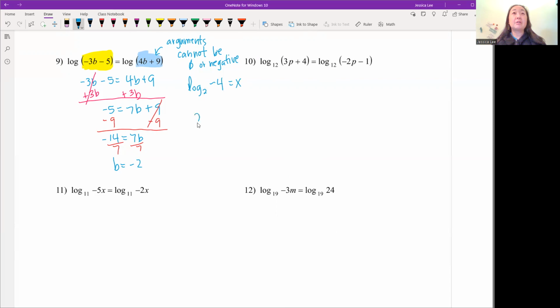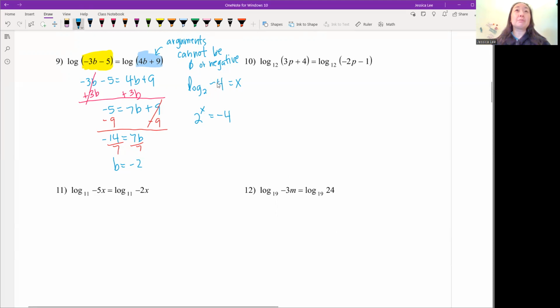So we can change to exponential form: 2 to the x power is equal to -4. So 2 to what power? How many times do we need to multiply 2 by itself to get a negative number? 2 times 2 is a positive number, times 2, still a positive number. How are we going to get a negative number? You can't, unless one of those 2's is negative, but we're never going to do that. It's not possible.